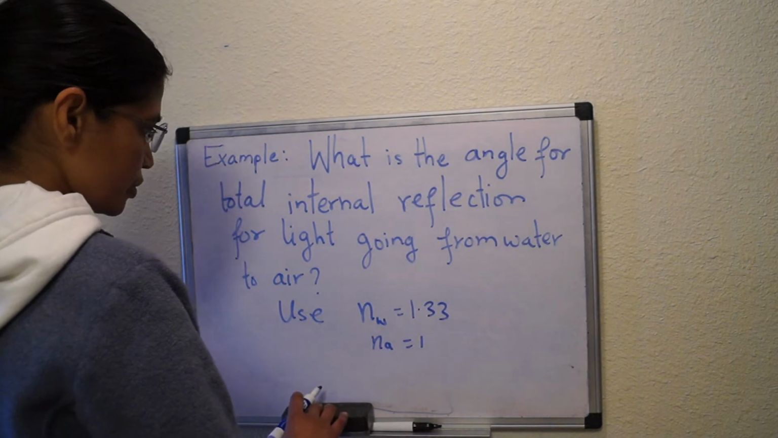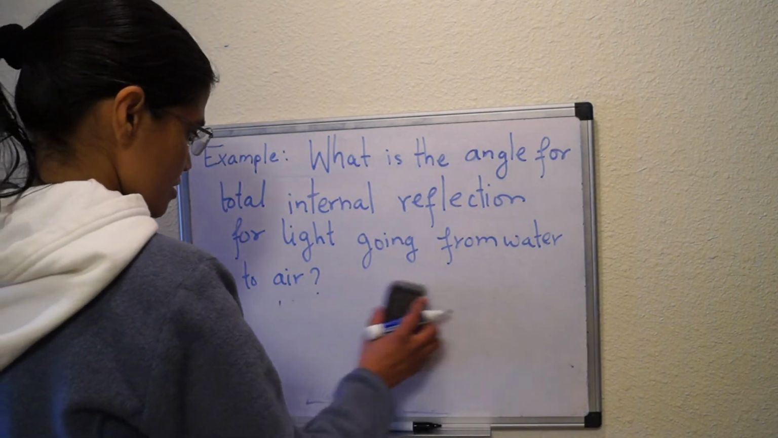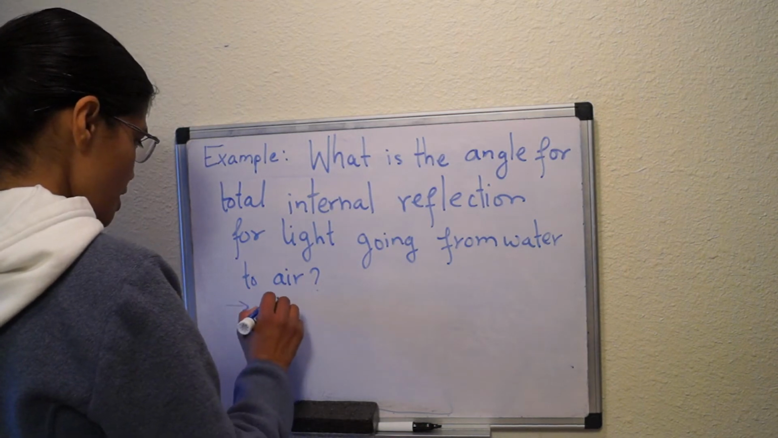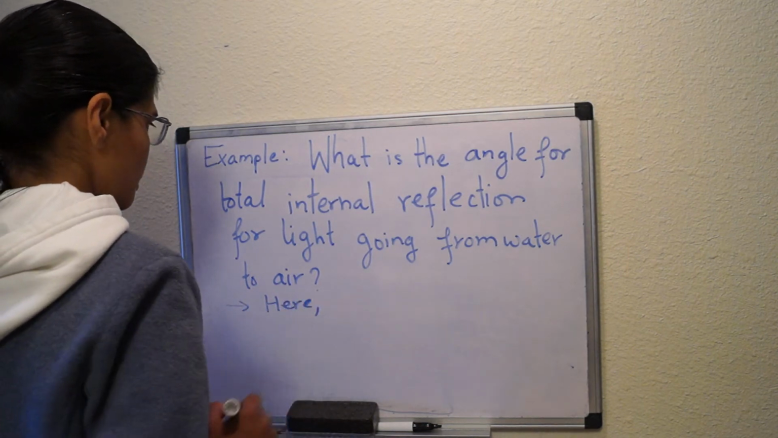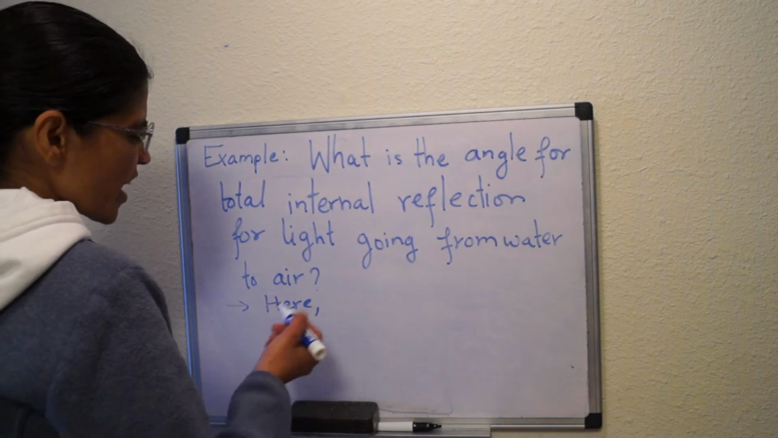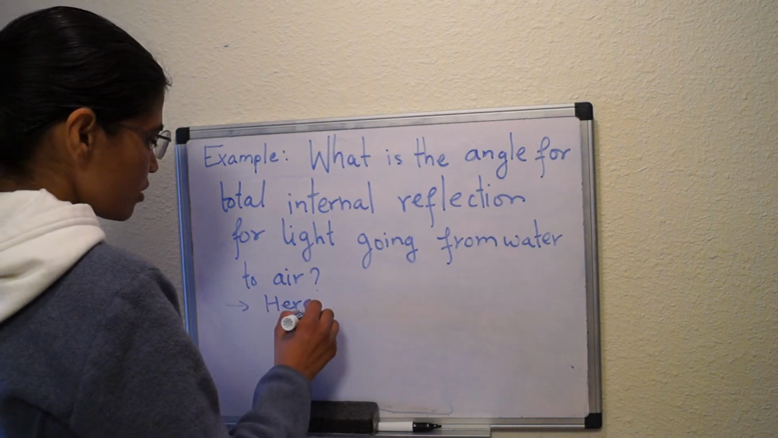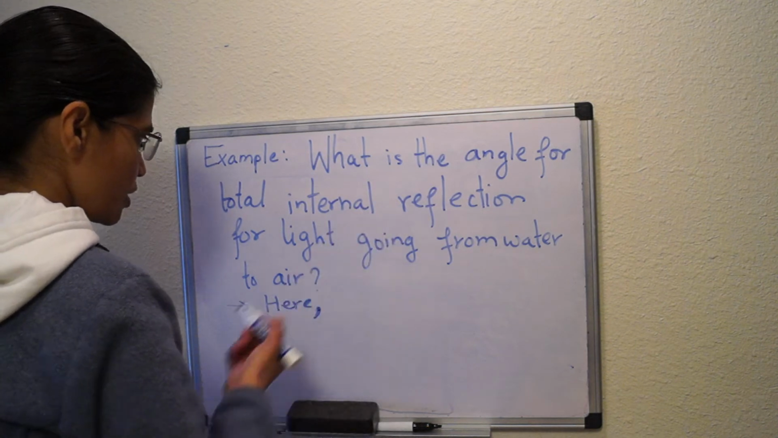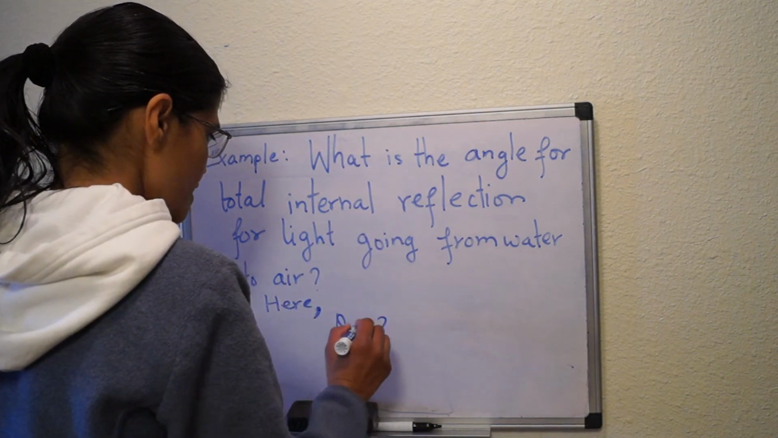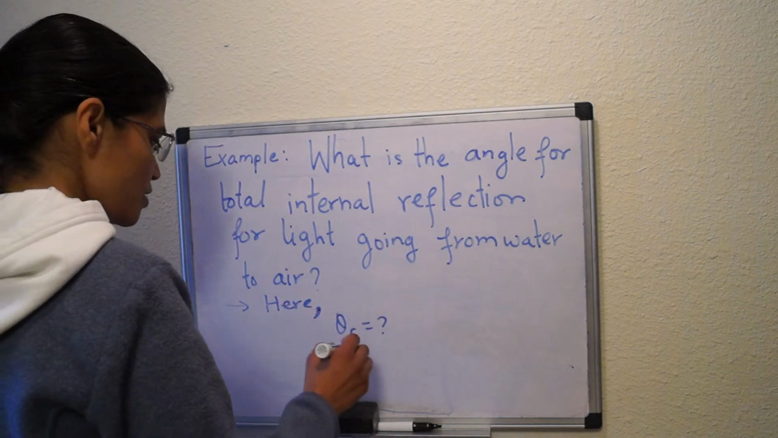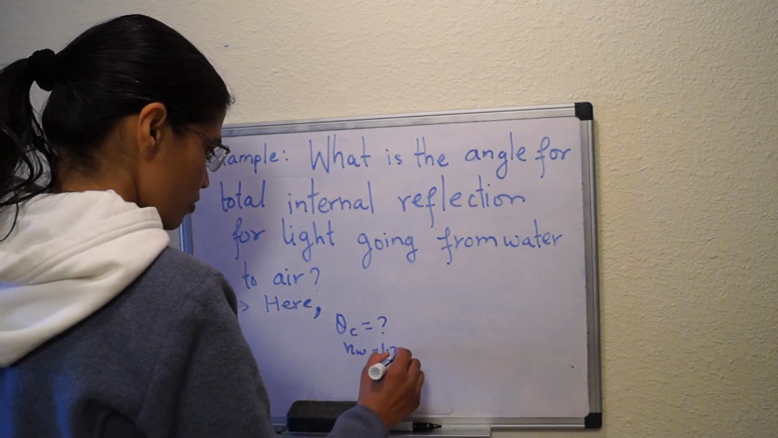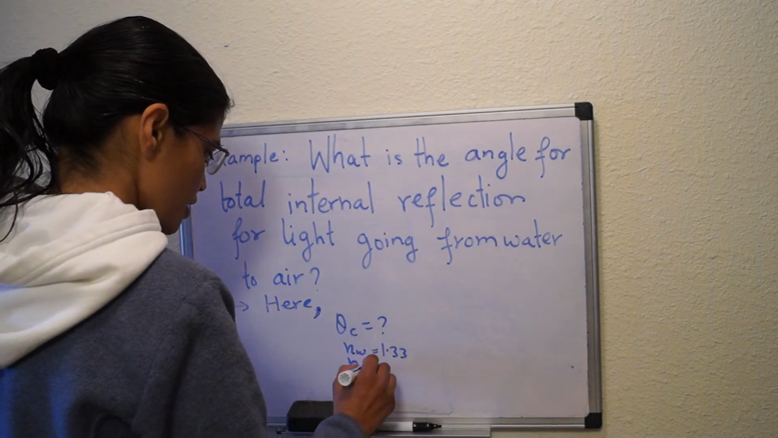Okay guys, so I'm going to erase this here. So here, what's the angle for total internal reflection? Basically we're asked what's the critical angle, right? The angle bigger than the critical angle would be the angle for total internal reflection. So let's say theta c equals what? Light is going from water to air, so in water it is 1.33 and air is 1.